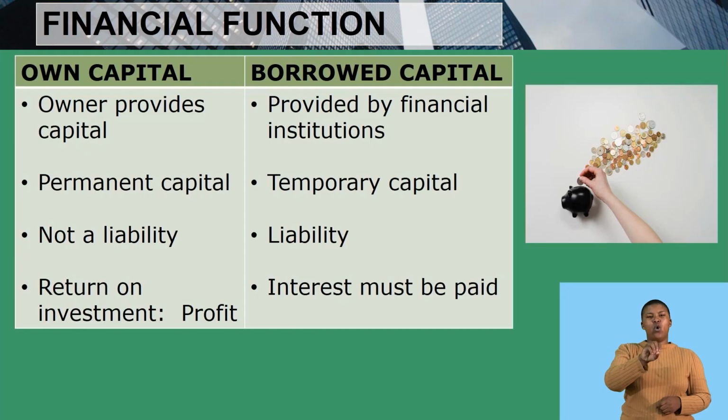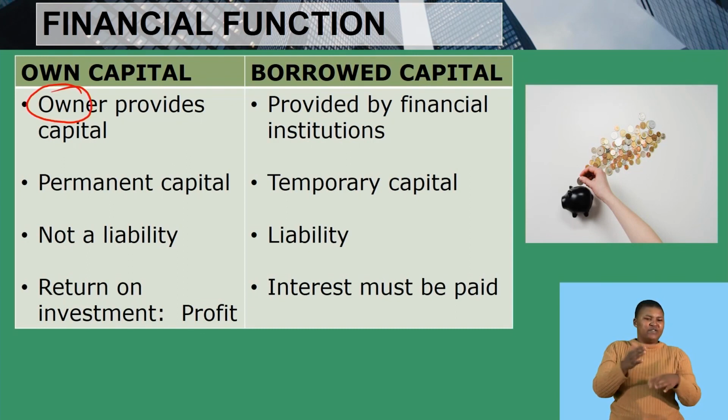Now, it is also their responsibility to get enough money to run the business. There are two types of capital that a financial function can acquire. The first type is own capital. A little clue, if you look at the word owner, you see that the word own is in there. So own capital is usually provided by the owner of the business. This is a permanent capital.